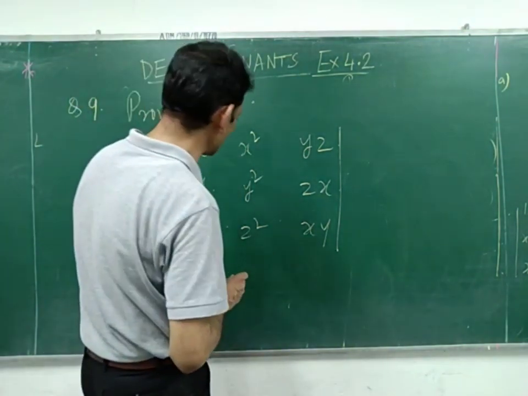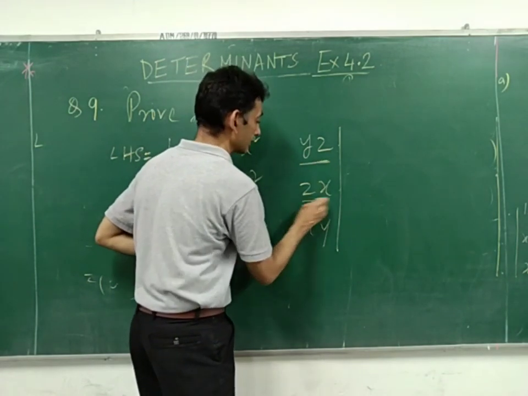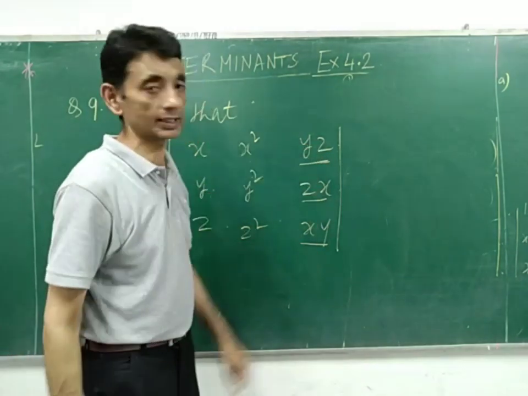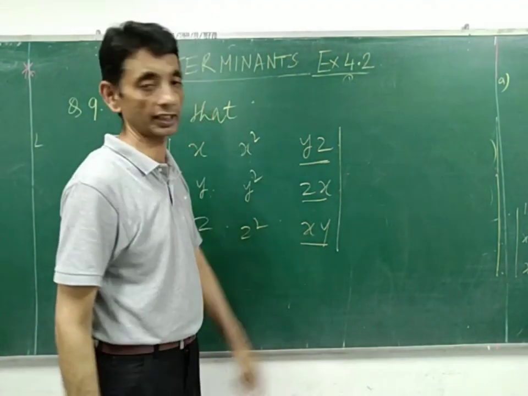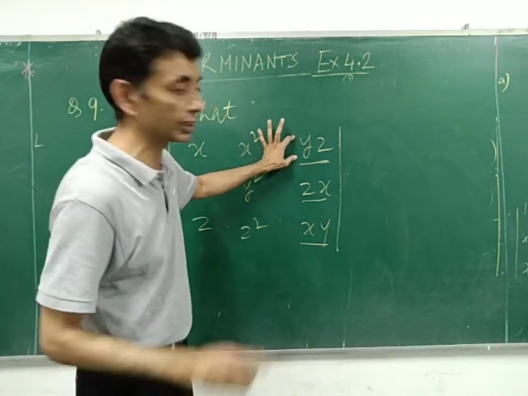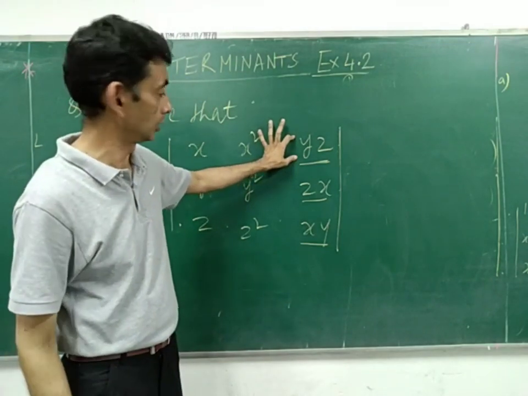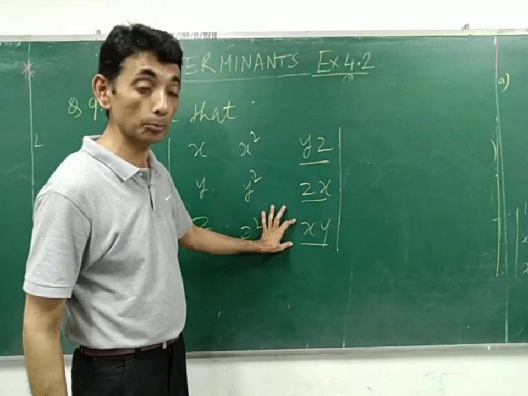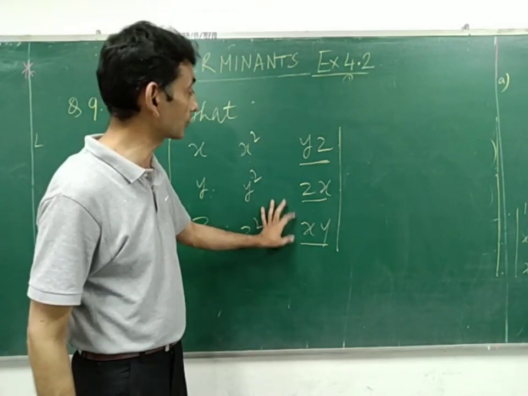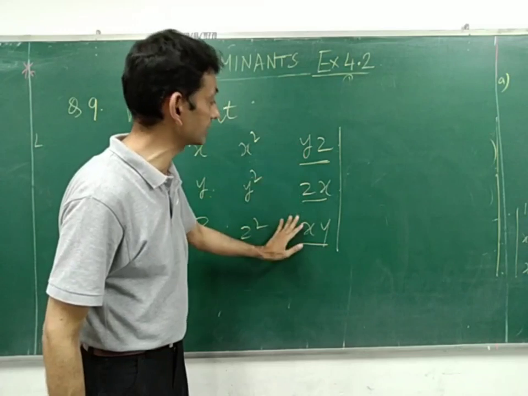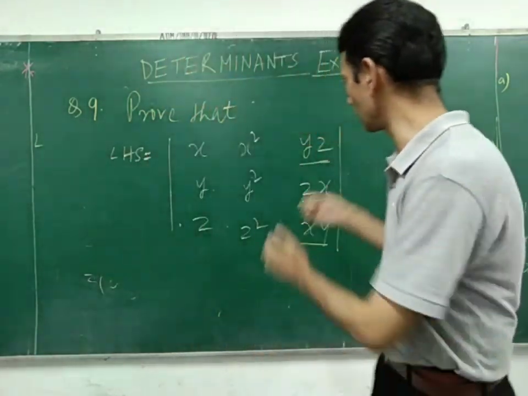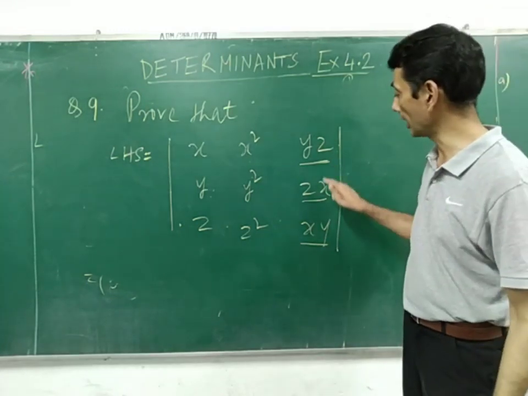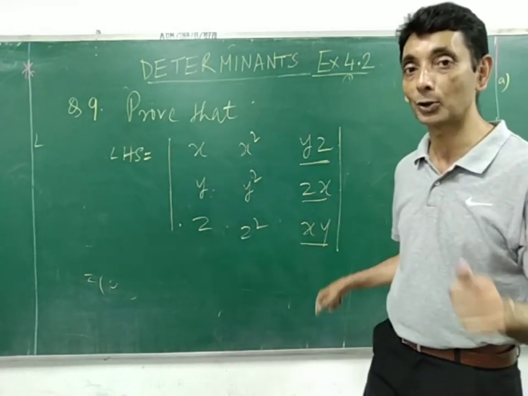Now here what I have seen, these terms in the third column are very meaningful in this question. Here yz is there, here zx is there, here xy is there. So if we multiply this one by x, it will be xyz. If we multiply this one by y, it will be xyz. If we multiply this one by z, it will be xyz. After getting all xyz in the third column, we can obviously take xyz out. Then all the entries will be 1, and after that I know you can solve the sum.